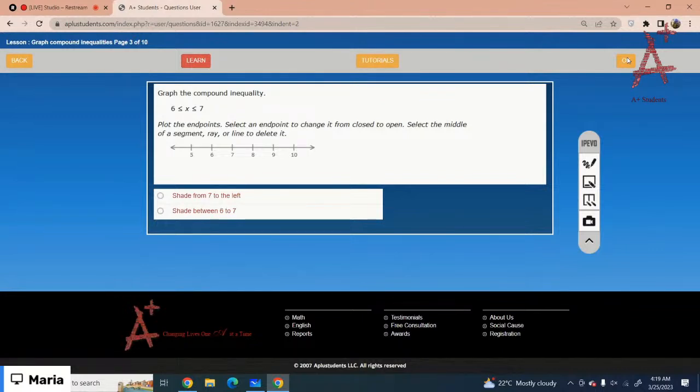The next one is graph the compound inequality 6 is less than or equal to x is less than or equal to 7. So basically the x values are between 6 and 7. Got it? So it would be shade between 6 to 7. The correct option is shade between 6 to 7 because the x values are in between 6 and 7.